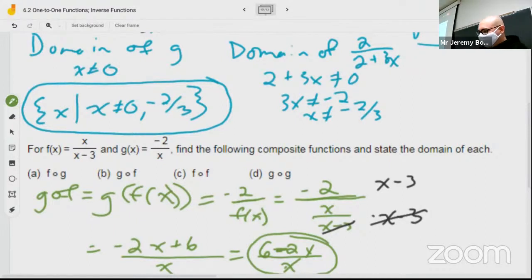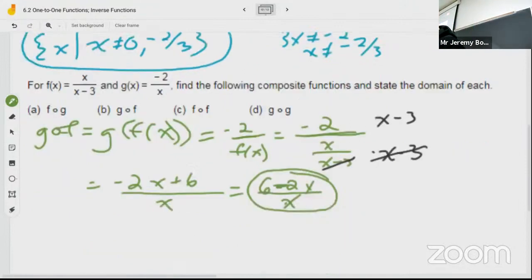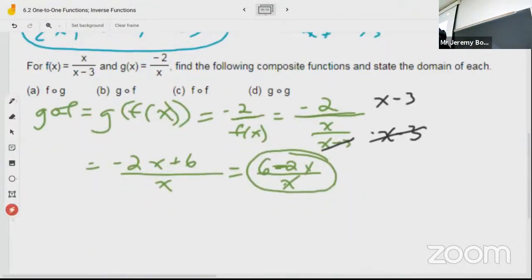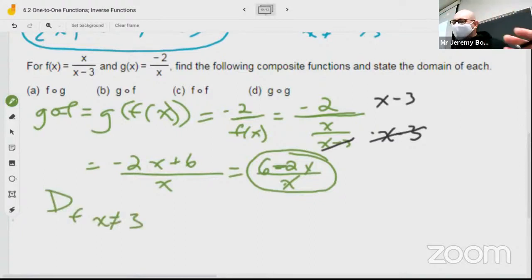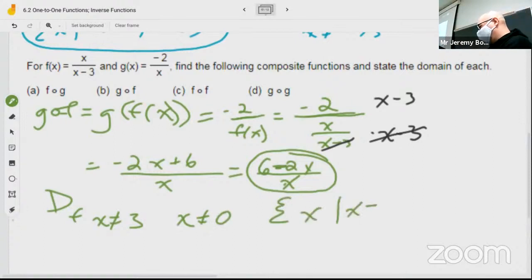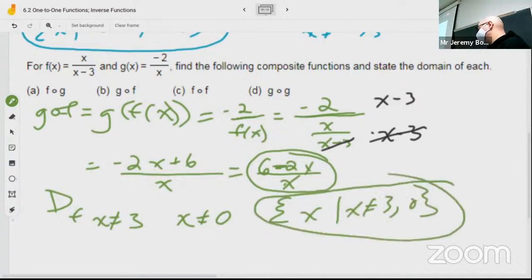Nope. So to find the domain of that, we need to look at the domain of the inner function, the domain of F, and from there we get that X can't equal 3. Then we need to look at the domain of the function we found. If we look there, X can't be 0. And so the domain of our composite function would be X such that X can't equal 3 or 0.